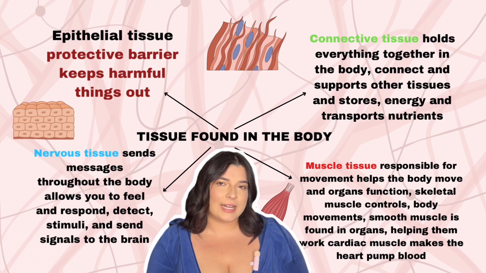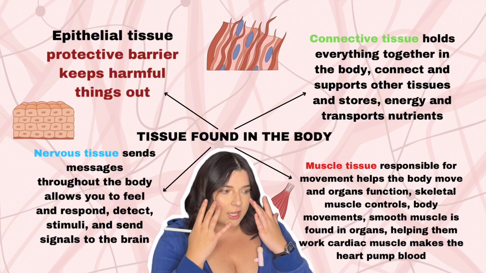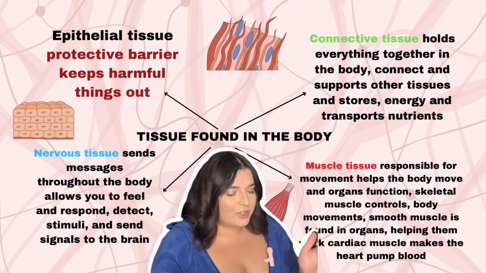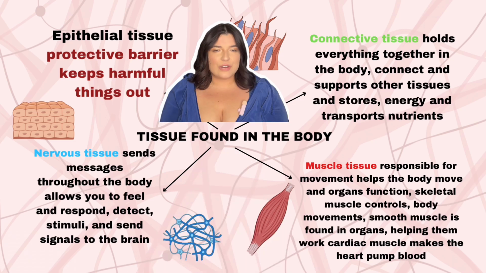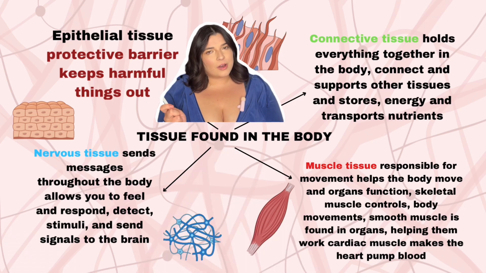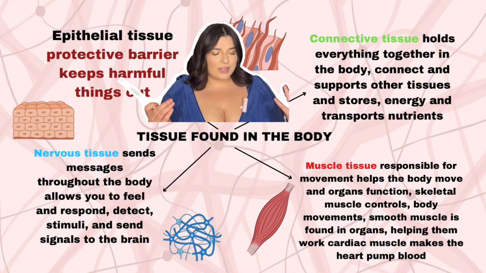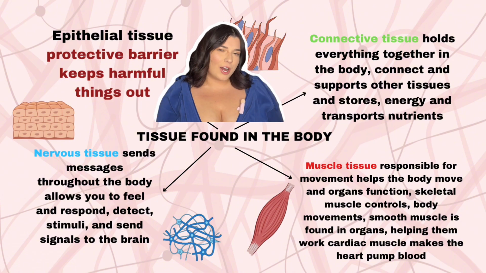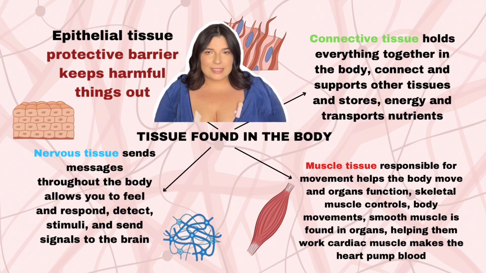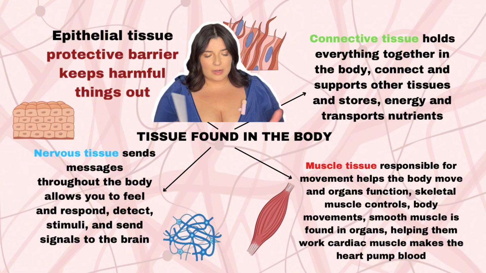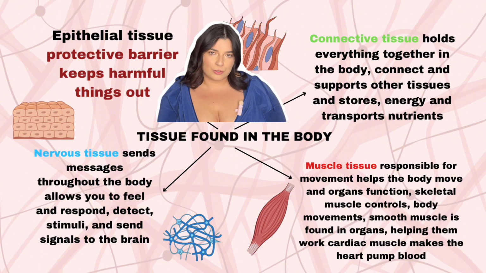So it's important for us as estheticians to understand this because we give facial massages. We need to know where to hit, what to do, improving blood flow, how we can tone the face, stuff like that. Nervous tissue sends messages throughout your body and allows you to feel sensation. It allows you to feel and respond to your environment, okay? So it detects stimuli, so like touch, heat, pain, and it sends signals to your brain, and then your brain tells you how to react.